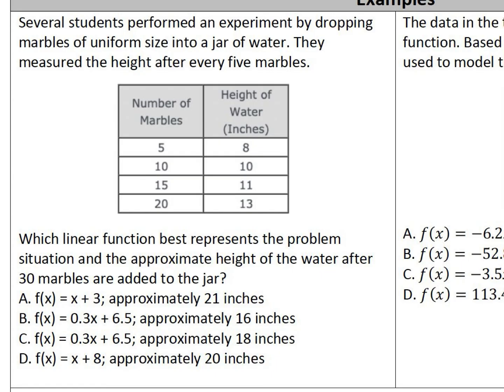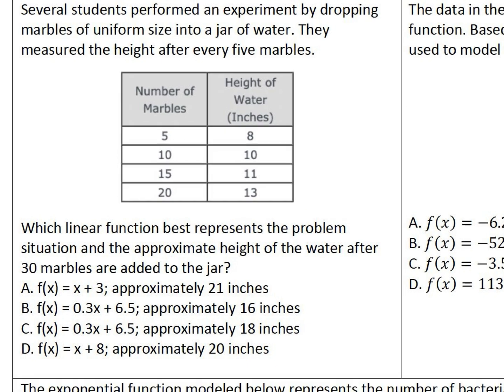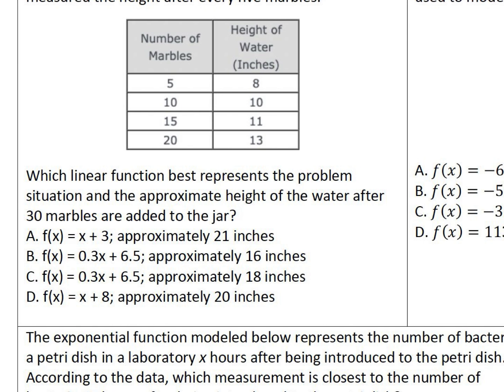Several students performed an experiment by dropping marbles of uniform size into a jar of water, and they measured the height after every 5 marbles. So here's our table, and a key word here is linear. What is linear? Y equals mx plus b. Which linear function best represents the situation and approximates the height of the water after 30 marbles? Notice marbles is x. So we're going to have to make a prediction as well.